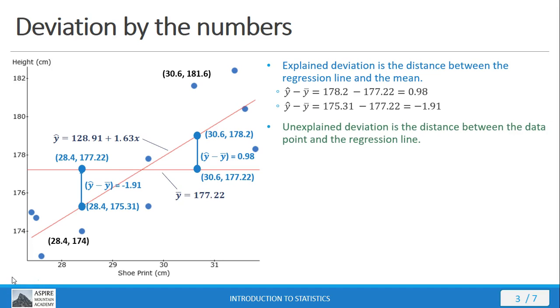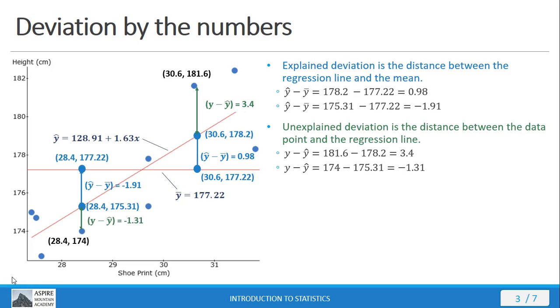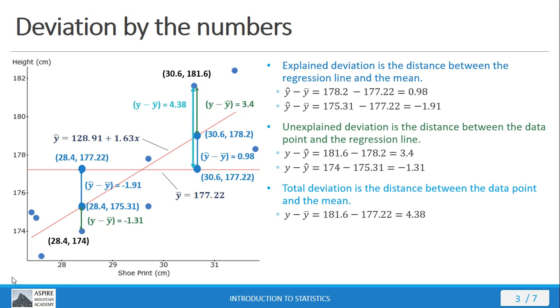Unexplained deviation, we can calculate in a similar manner. So in the first case, we're going to have 3.4. In the second case, we get negative 1.31. Total deviation is just the sum of those two. So we just add those together for each instance to get the total deviation.